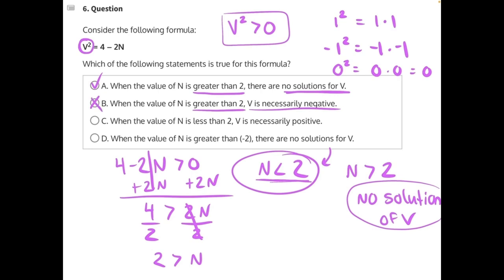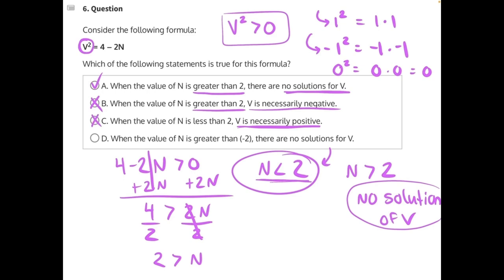C, when the value of n is less than 2, v is necessarily positive. This is halfway true. When n is less than 2, there are solutions for v, but those solutions do not necessarily have to only be positive. Remember, two identical positive numbers or two identical negative numbers could yield the same result. So v on its own could be negative or could be positive, not just positive, making C incorrect.